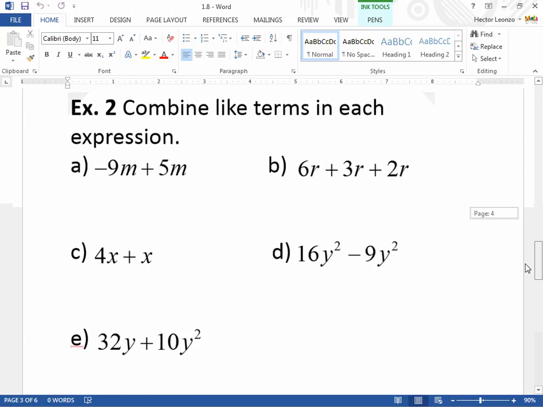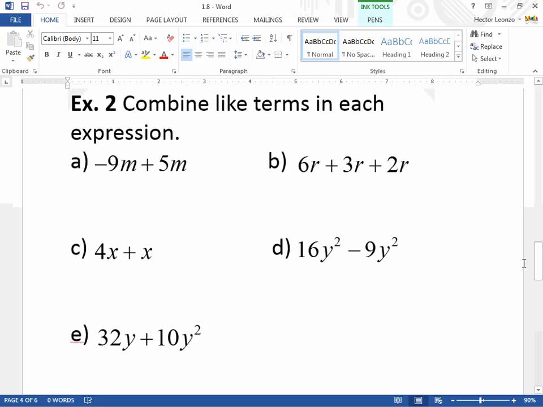Now it says here, combine like terms in each expression. Like terms are those terms that have the same letter with the same exponent. So for my example 8, both have an m, so I'm just going to combine. The way we combine like terms, we just add the coefficients. So here I'm going negative 9 plus 5. I'm going to call that negative 4. Remember, they have different signs. We subtract, keep the sign of the larger one. So this is negative 4m. I'm just going to copy the m, so it's going to be negative 4m.